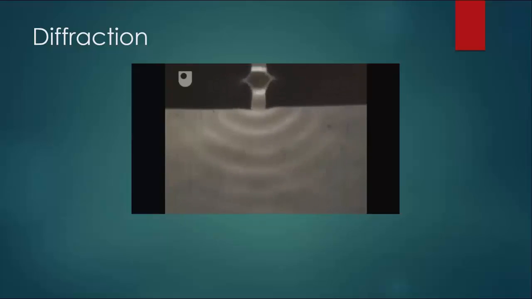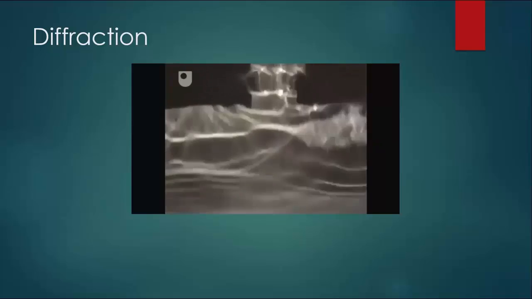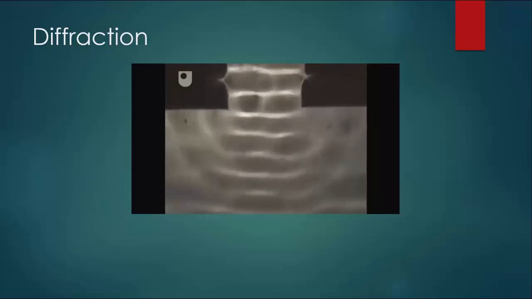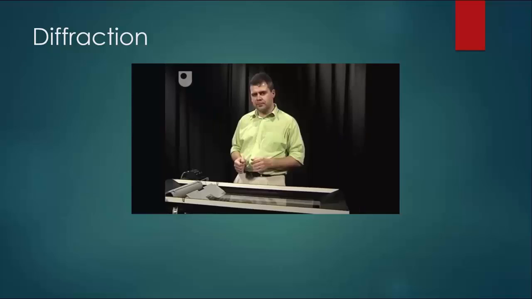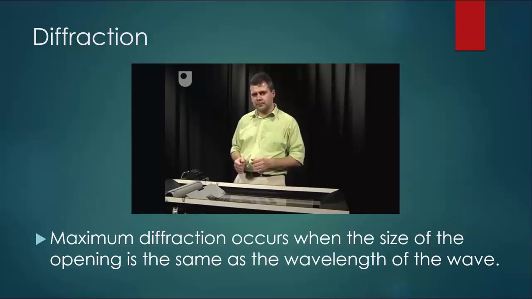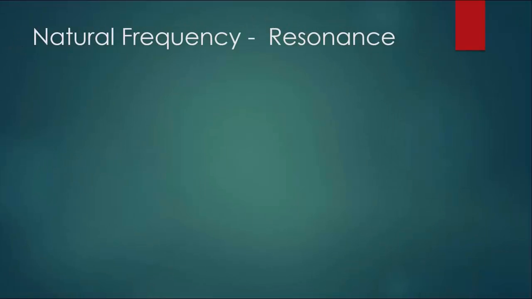Well, you might be surprised to learn that a narrower aperture leads to more spreading out of the wave, more diffraction. If instead I make the aperture wider, then after it's settled down, you can see that the wave becomes less spread out. The diffraction is less pronounced. So maximum diffraction occurs when the size of the opening is the same as the wavelength of the wave.